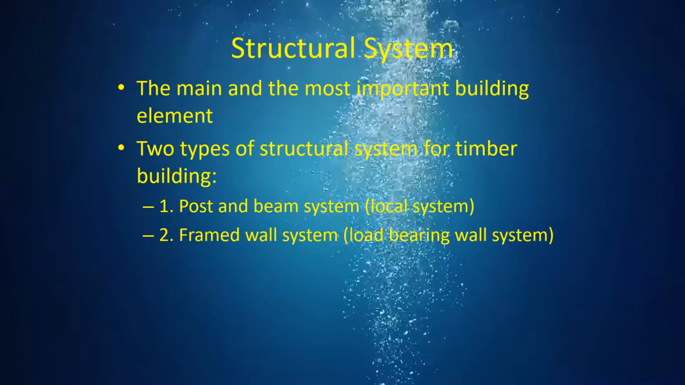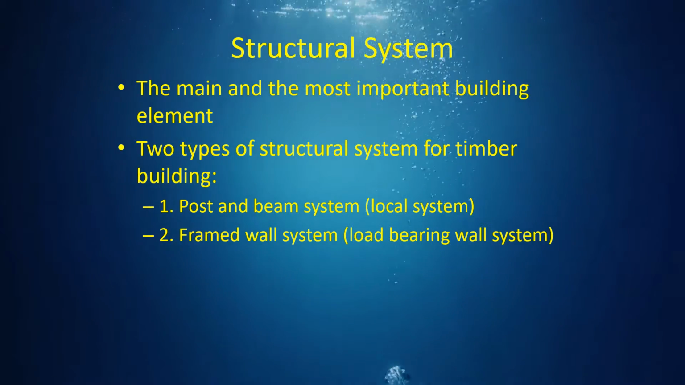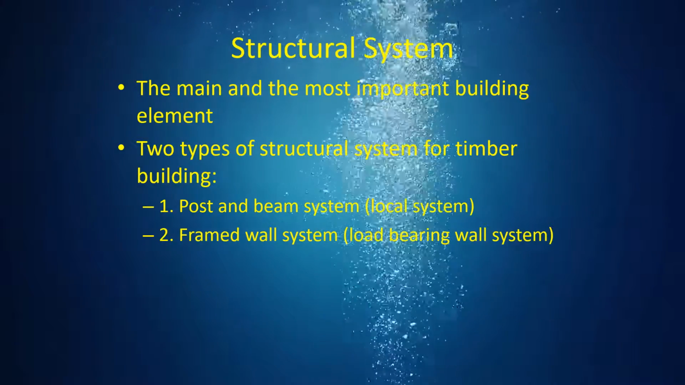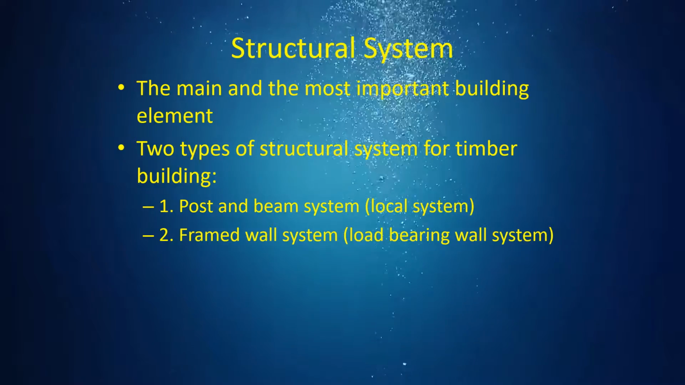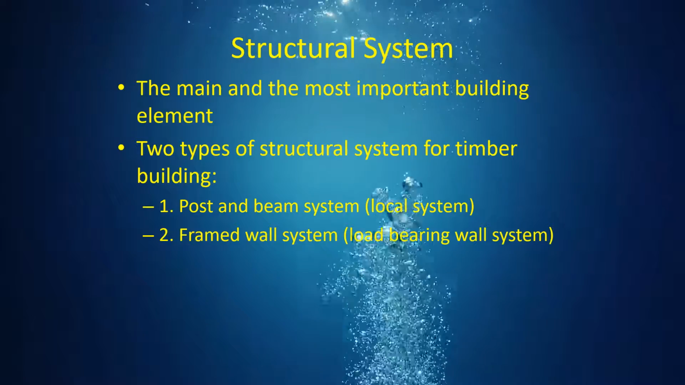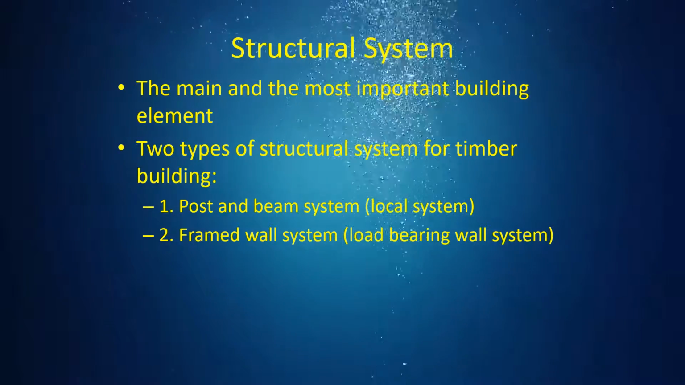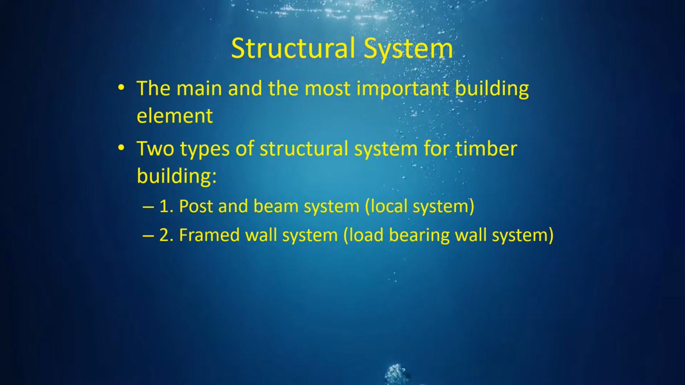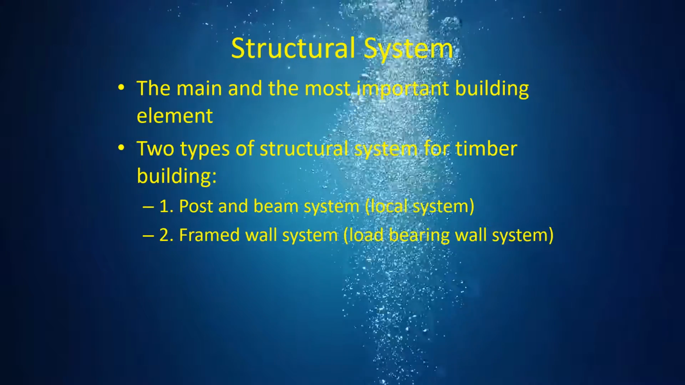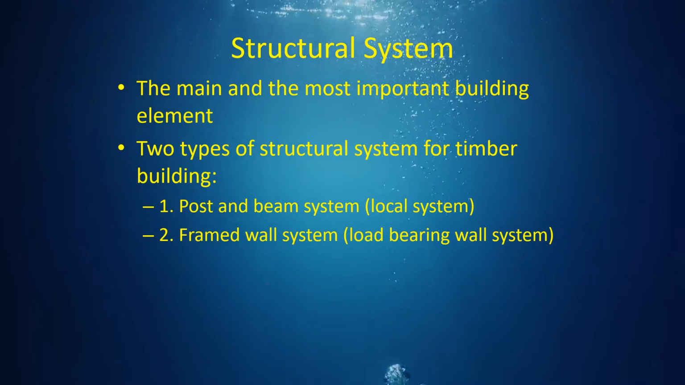Structural system is the main and most important building element that actually makes the building stand. It functions as the skeleton for the building. There are two types of structural system for timber buildings. Number one, post and beam system or the local system, which traditional timber houses often use. Number two, frame wall system or load-bearing wall system. Prefabricated timber framing system falls under this category.